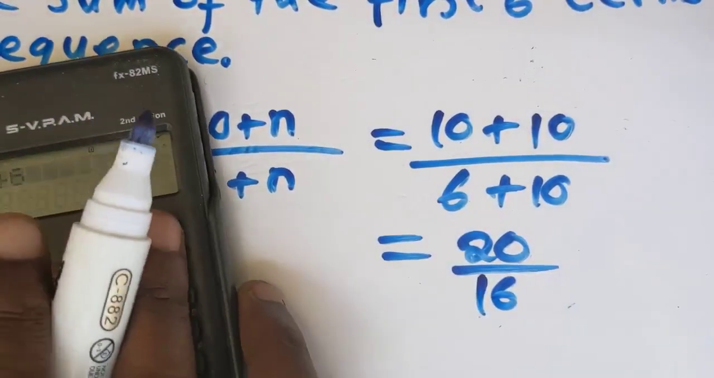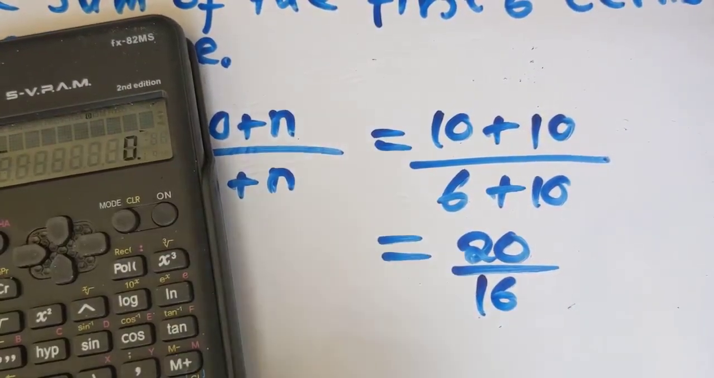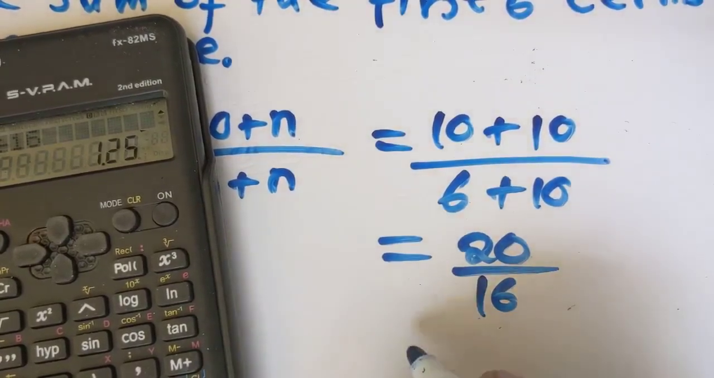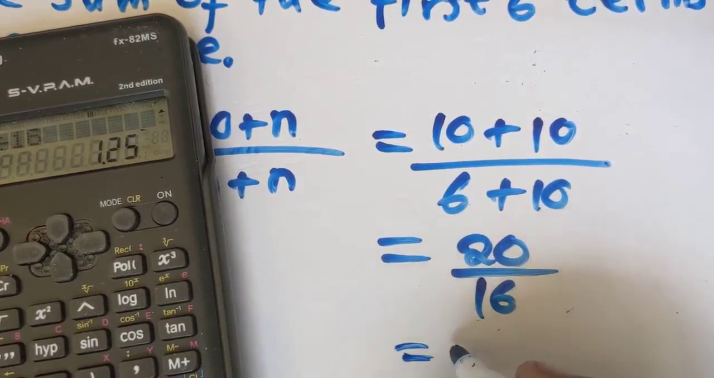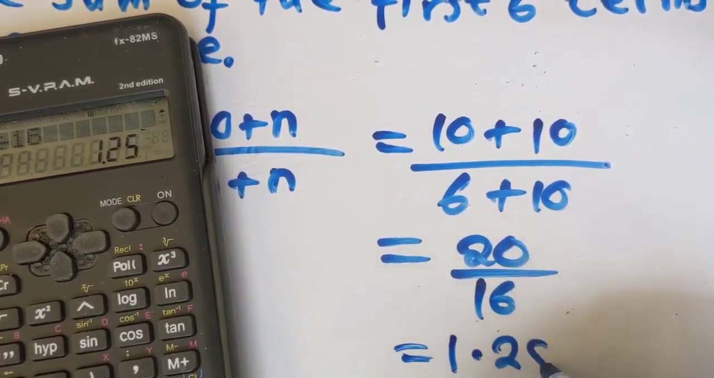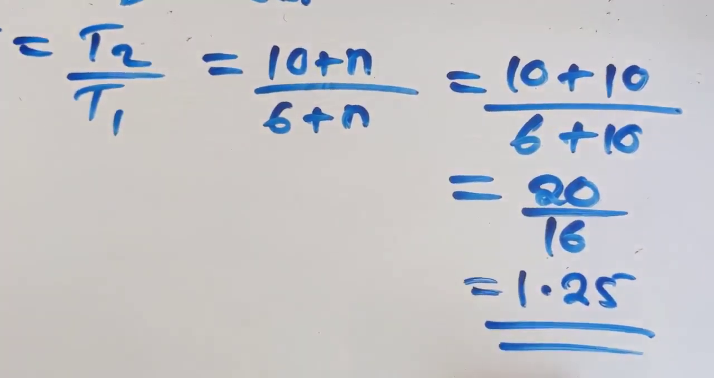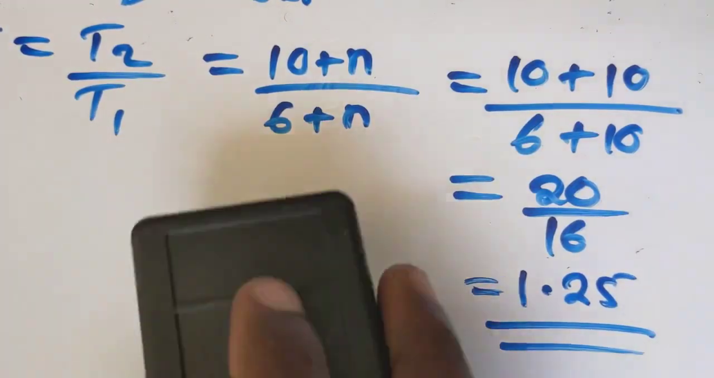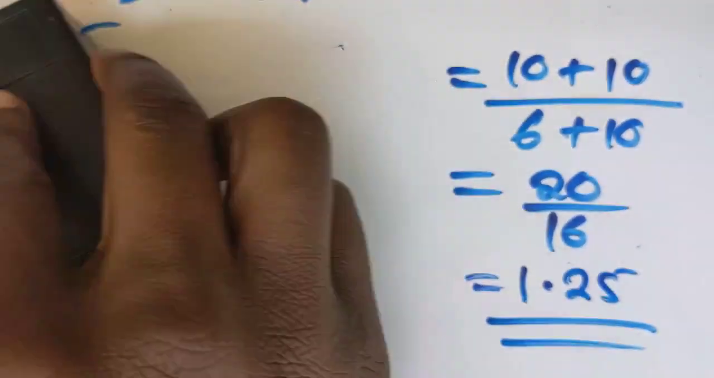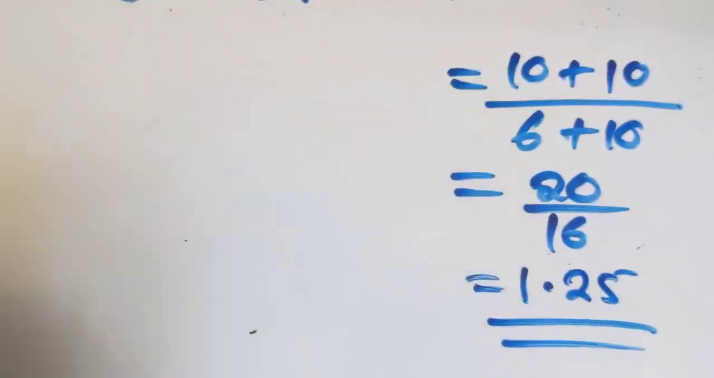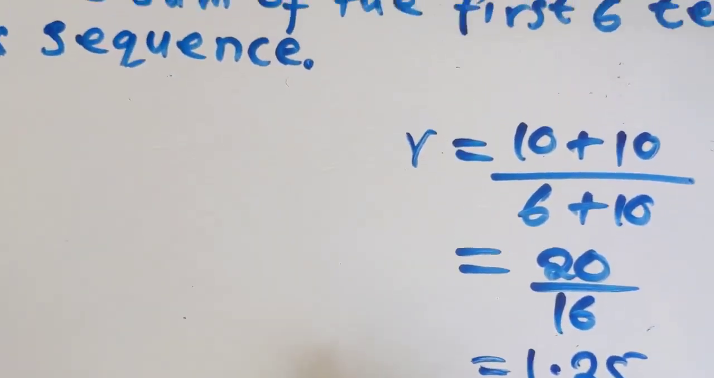Since you are using a calculator, just do it. 20 divided by 16, you're going to have the answer as 1.25. This is the common ratio that we have. Make sure that you do these things the right way. From there you get the 2 marks, and you go on and solve the last question. That is how you find the common ratio when you are given such questions.